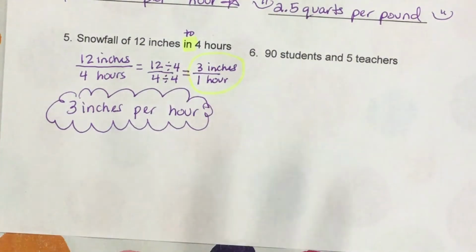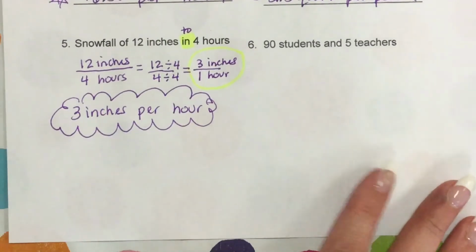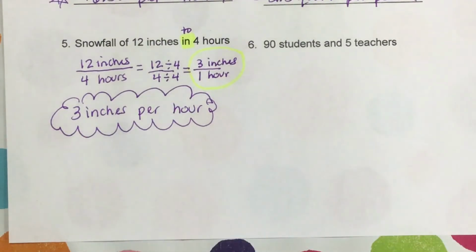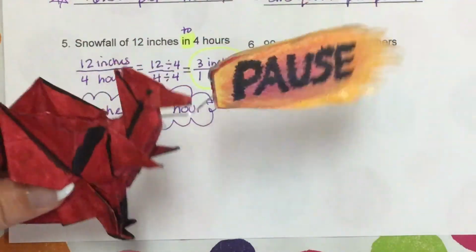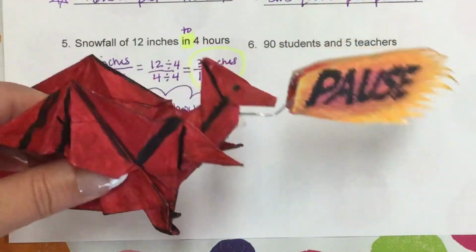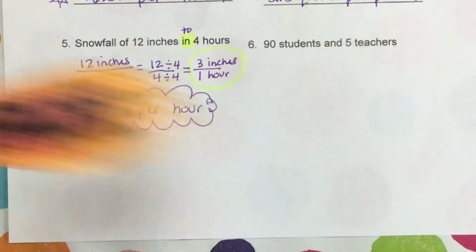So now I want you to go ahead and try 6 on your own. 90 students and 5 teachers. Go ahead and write the unit rate and then write your answer in word form. All right. Oh, there's our friend the pause dragon. Go ahead and pause. Work that problem out. When you get done, press play and we'll go over the results.